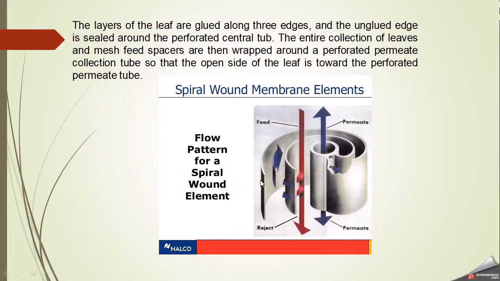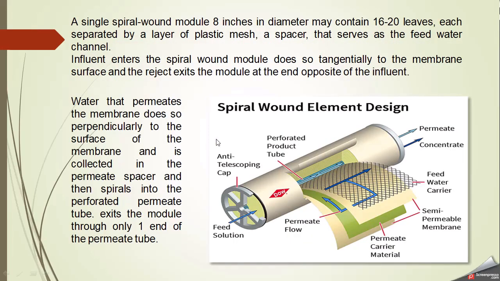and the membrane is placed on this support, and feed flows in this red. You can say this red arrow is feed and membrane, and then this is the collection of the permeate. After all the permeate is collected in this tube, the concentrate or reject goes out this way. So this is another figure.